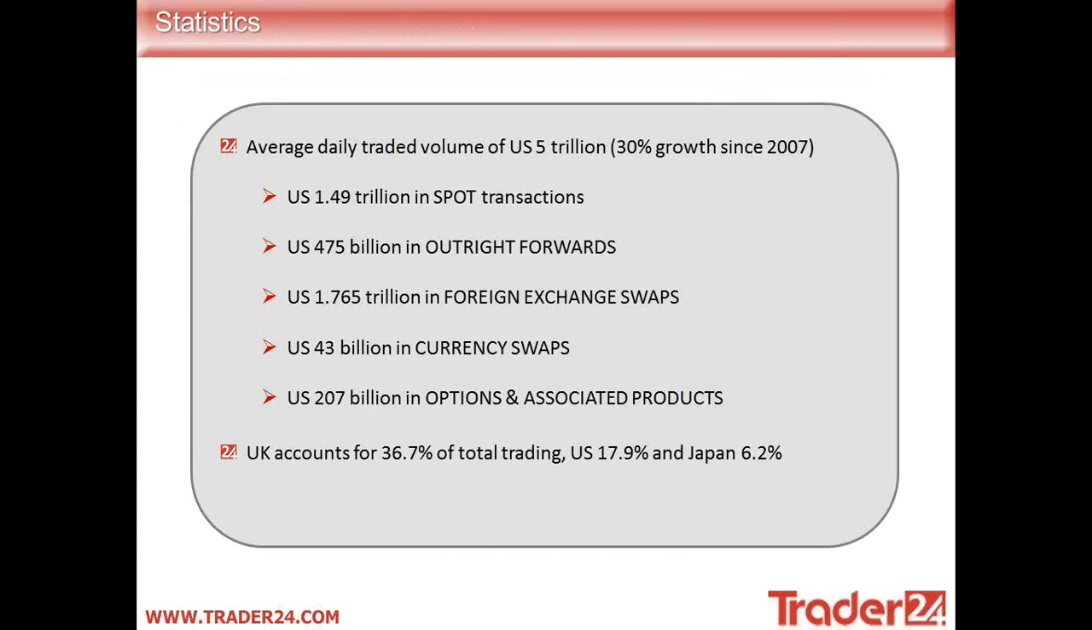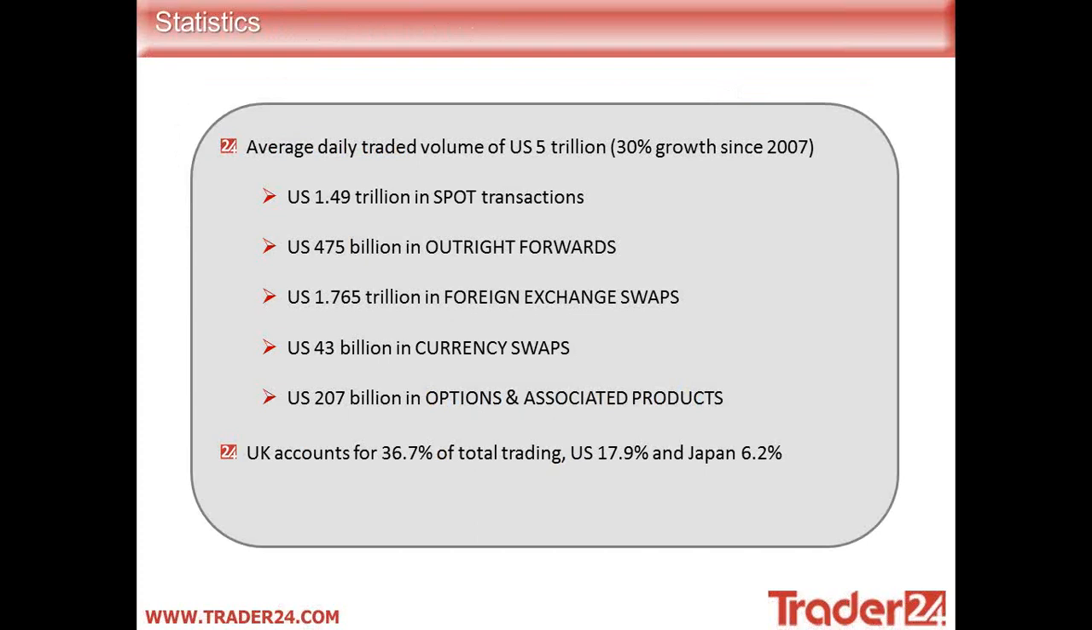A couple of statistics, if you break down that 5 trillion, there's been roughly about 30% growth since 2007. A lot of that is going into your spot transactions and foreign exchange swaps. About 475 billion in outright forwards, 43 billion in currency swaps, 207 billion in options and associated products.